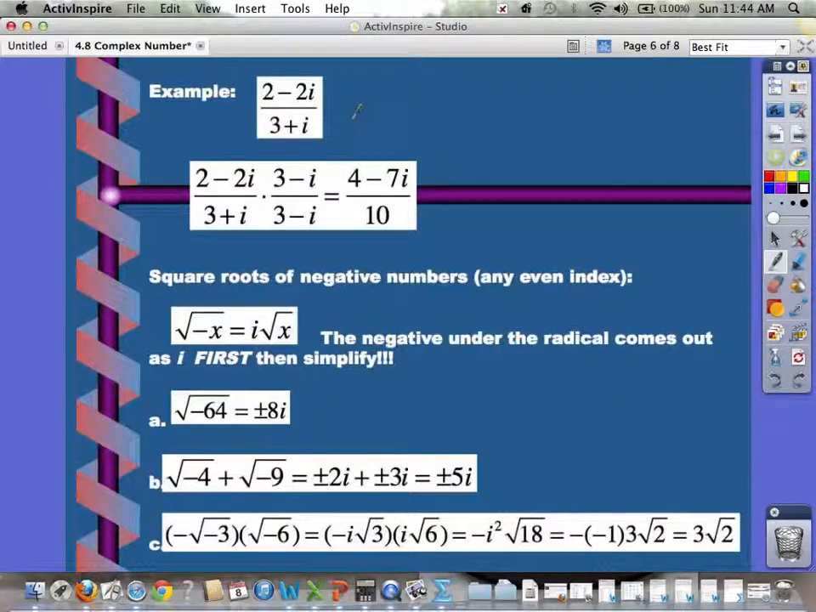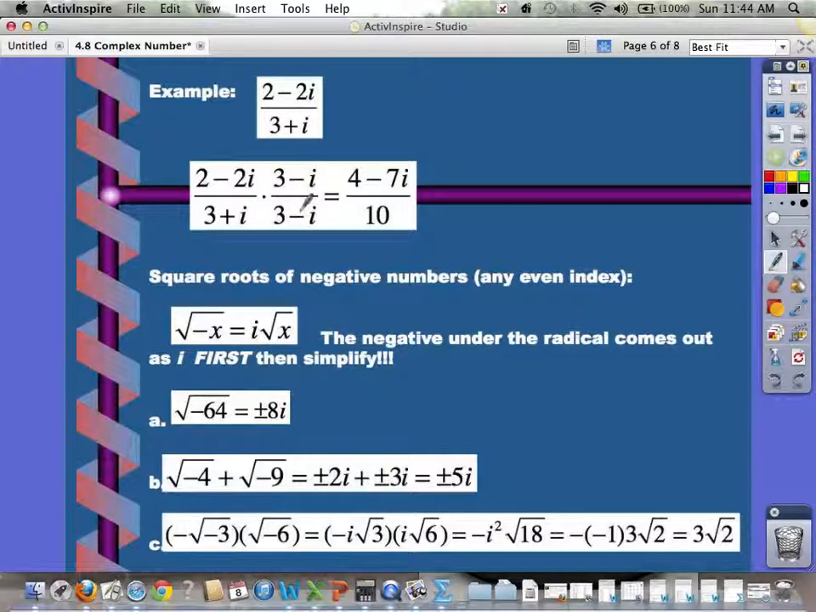All right, so for an example, if we have 2 minus 2i divided by 3 plus i, that simply means we have to take the bottom, turn it into the conjugate, and multiply the top and the bottom by the conjugate. And I did that down here. So the conjugate of 3 plus i will be 3 minus i. So you notice I multiplied it by 3 minus i divided by 3 minus i.